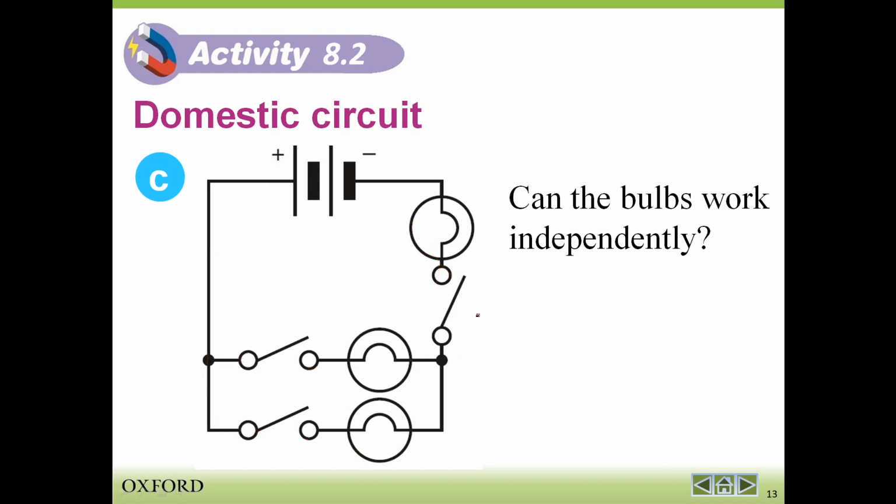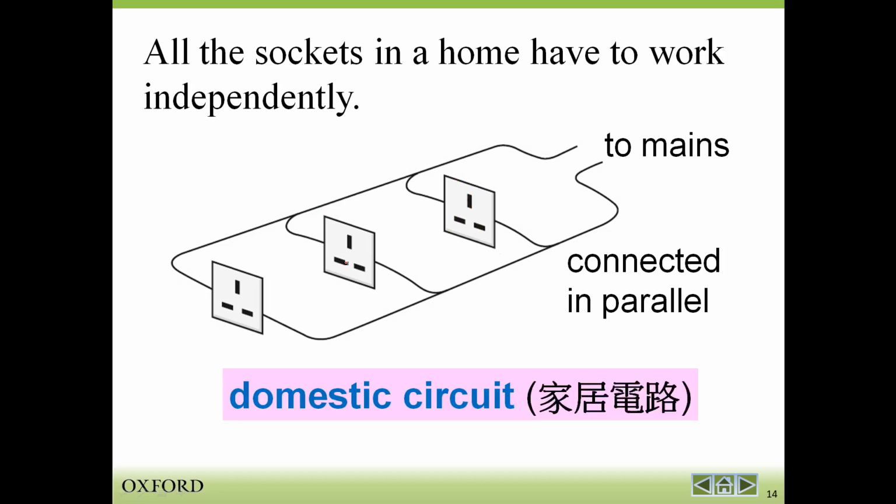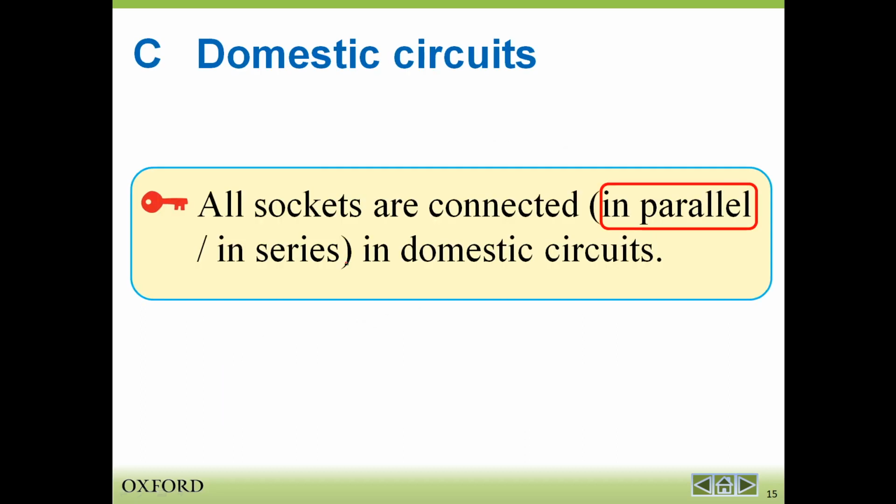So all the electrical appliances should be connected in parallel. That means the sockets have to be connected in parallel so that even if one is connected wrongly, the other two can still work independently. So all sockets are connected in parallel in a domestic circuit.